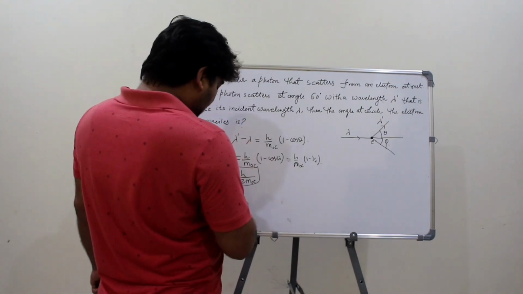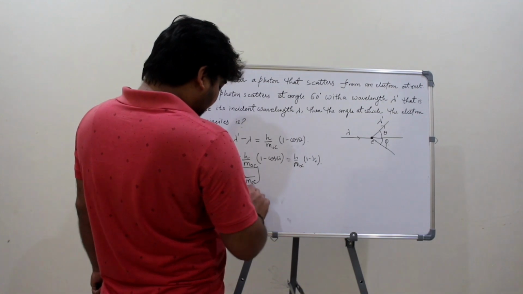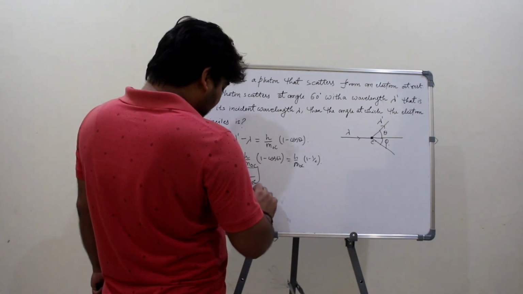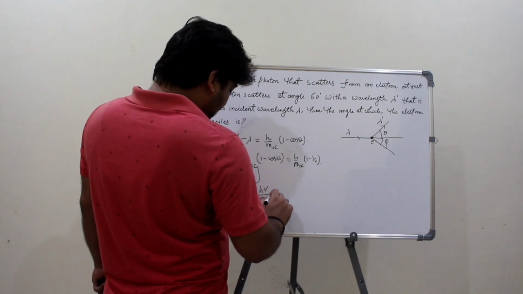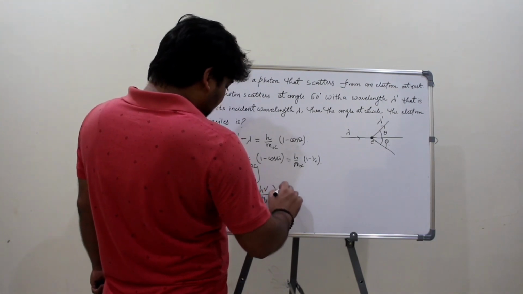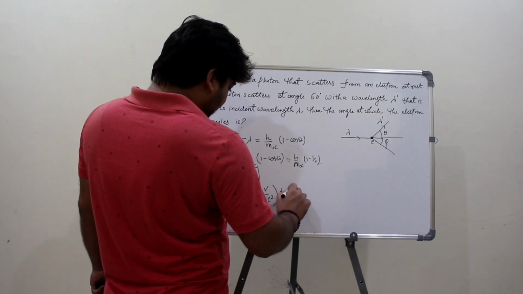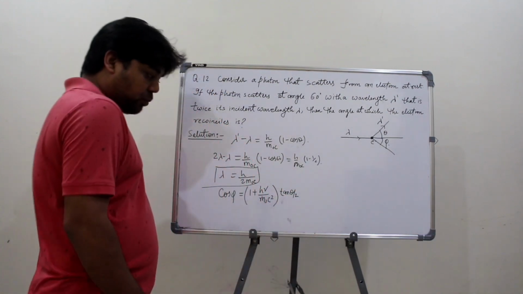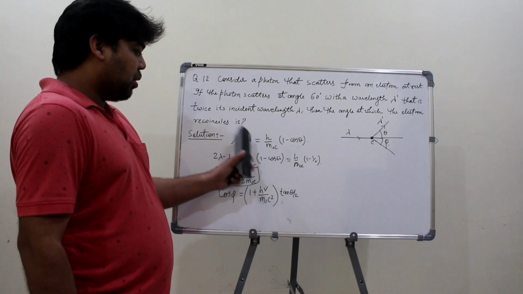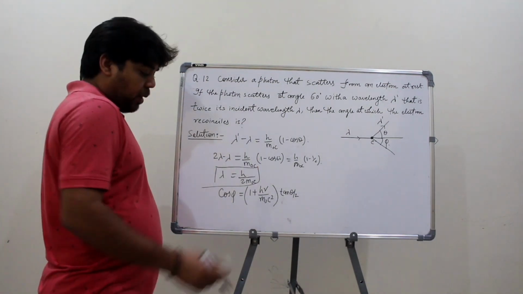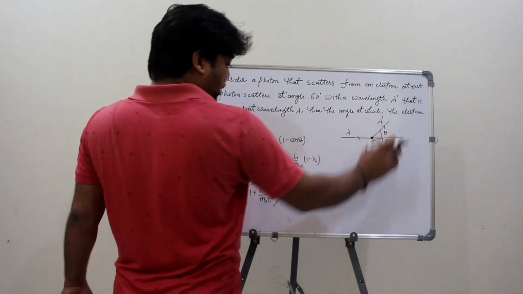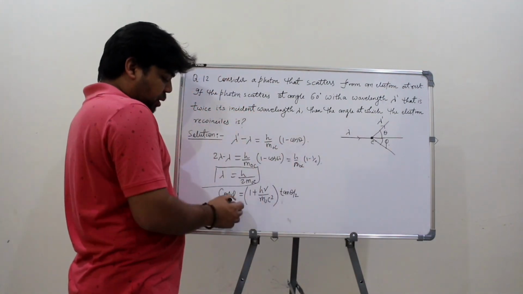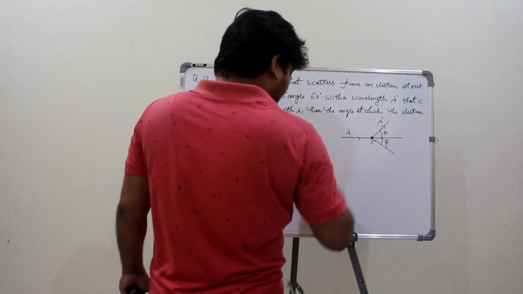Now there is a formula connecting the angles theta and phi, which says cos phi equals 1 plus h nu divided by m naught c square, into tan theta by 2, where nu is the frequency of the incident photon. Here phi is obviously this angle and theta is this angle. So let us just calculate this phi. How can you find it?